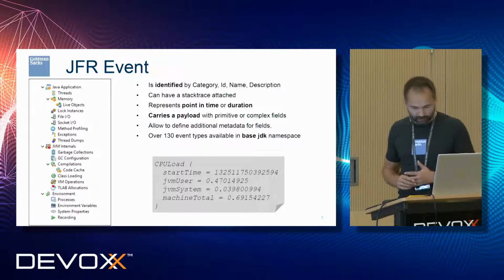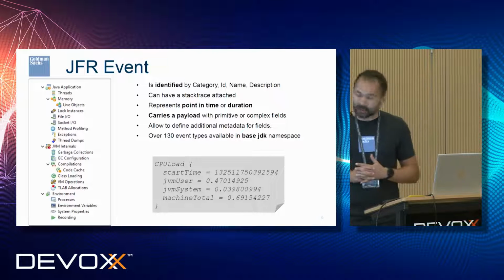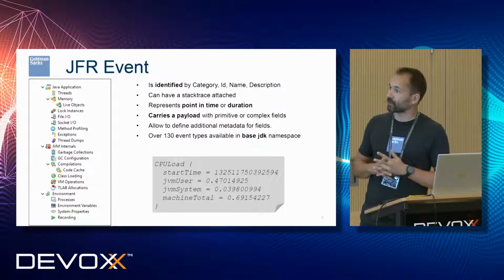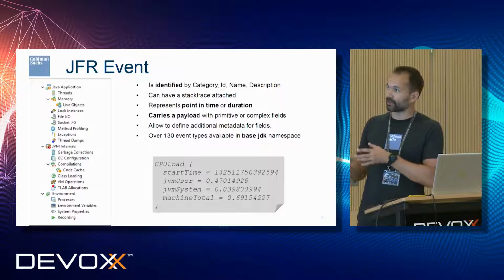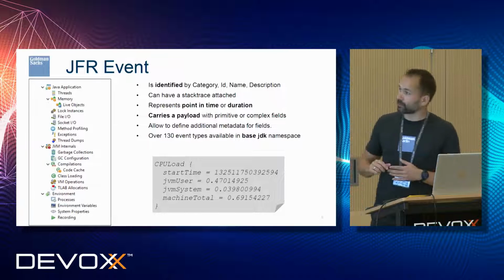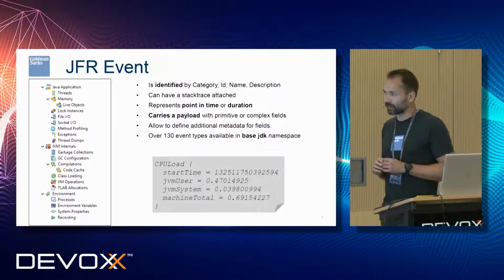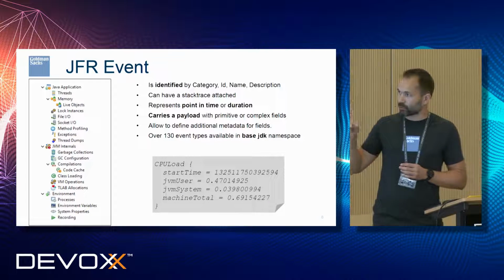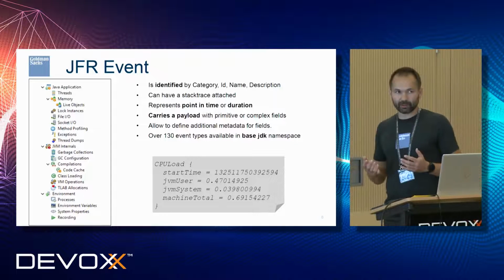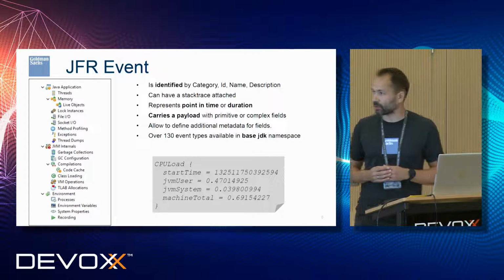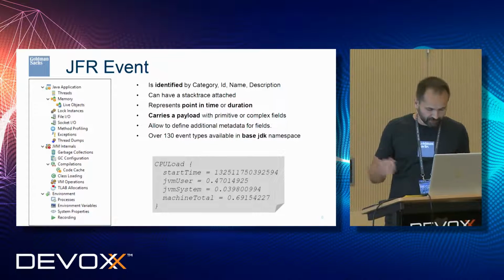A recording, as I mentioned before, is going to be a sequence of such events. And how is an event defined? Each event will have its category. It will have an ID, name, and description. You can see, for example, this is a very simple event that occurs at a certain moment in time and carries a payload with basic information about CPU utilization on the host that is running the application.